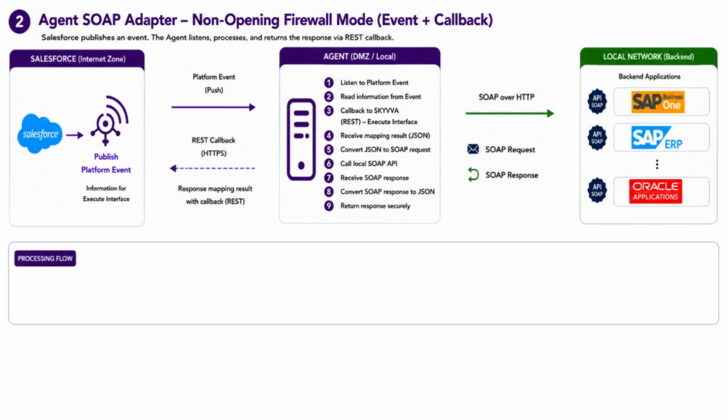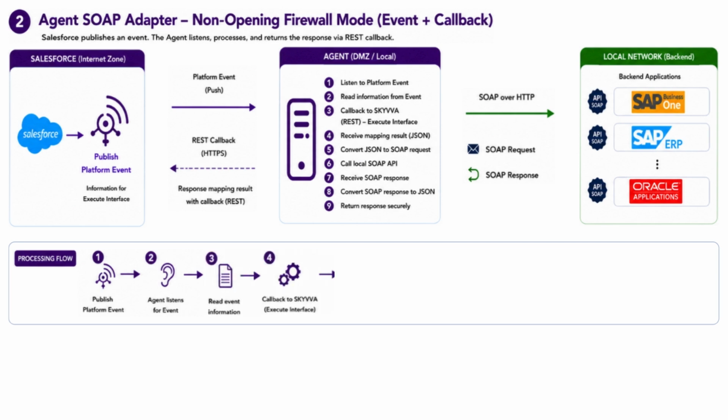Processing flow. Let's walk through the complete process. Step 1. SKYVVA publishes a platform event. Step 2. The agent listens for the event. Step 3. The agent reads the event information. Step 4. The agent sends a REST callback to SKYVVA to execute the interface. Step 5. SKYVVA executes the mapping and returns the JSON mapping result.